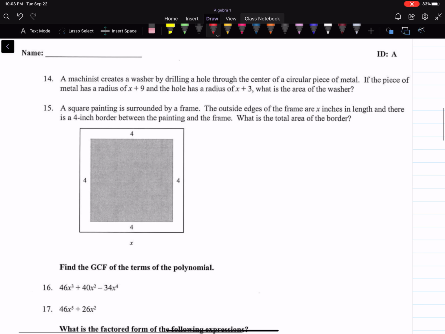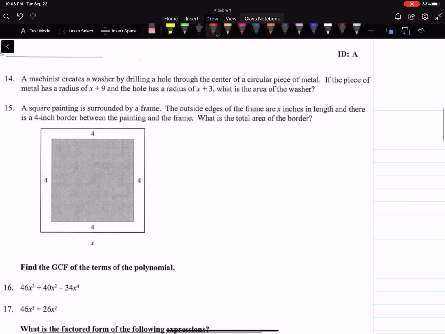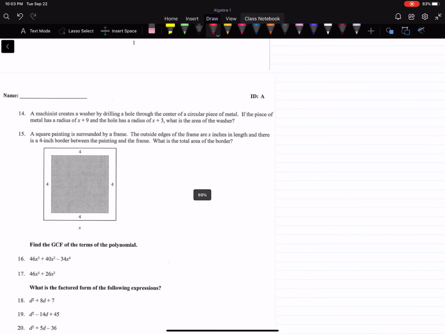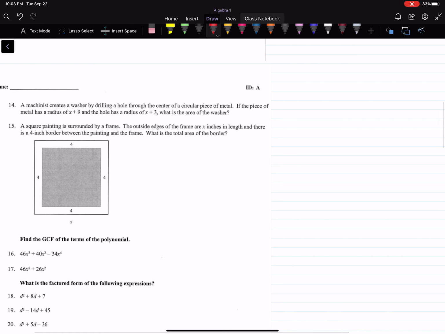14. 14 is our word problem. So I'm going to shrink this a little bit. I'm going to come over here and use my notebook paper. First it says a machinist creates a washer by drilling a hole through the center of a circular piece of metal. If the piece of metal has a radius of x plus 9 and the hole has a radius of x plus 3, what is the area of the washer?